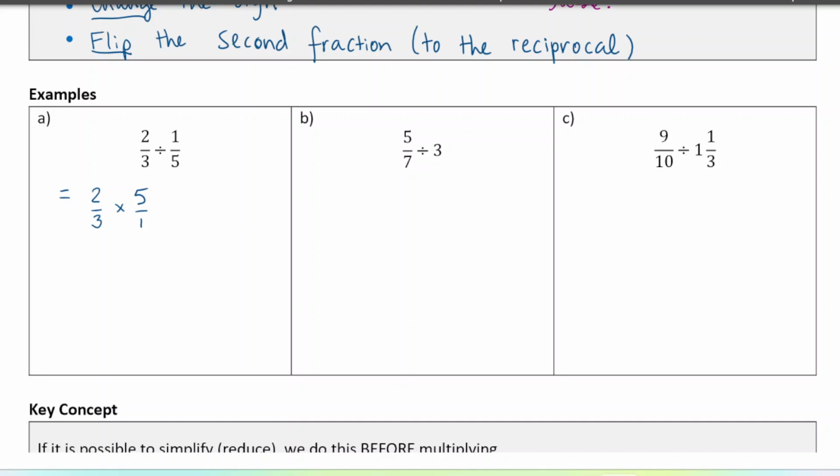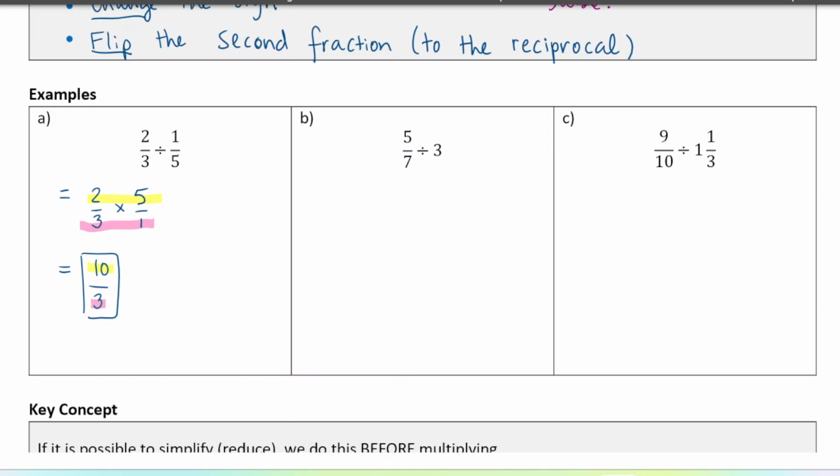But we need to check if we can reduce anything before we multiply. In this case, no. 2 over 3 doesn't reduce. So remember, anything in the numerator can reduce with anything in the denominator. In this case, nothing reduces. So we're just going to simply multiply. So we multiply 2 times 5. We get 10. And we're going to multiply 3 times 1. We get 3. And that's our final answer.